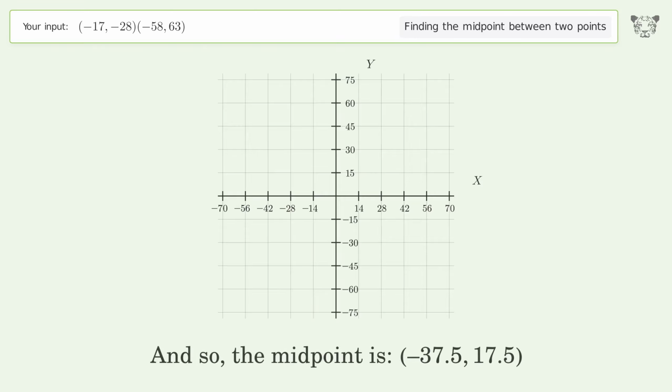And so, the midpoint is negative 37.5, 17.5.